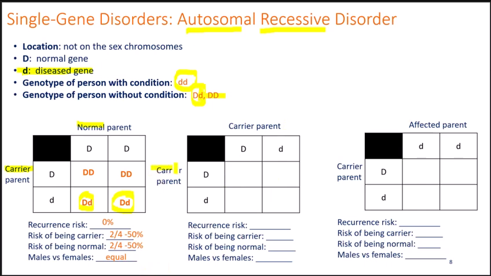Now, if we look at a situation where we have a carrier parent mating with a carrier parent, so both of them, let's say, carry the sickle cell disease recessive gene, let's see what their Punnett square would look like.